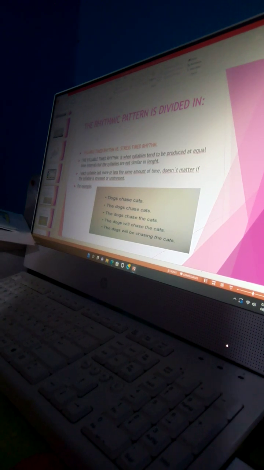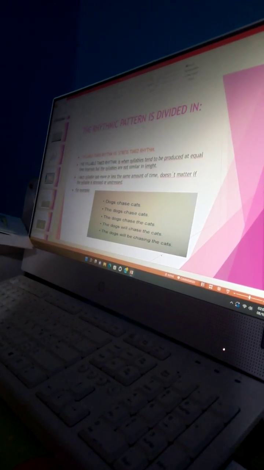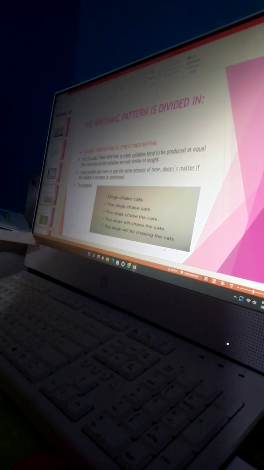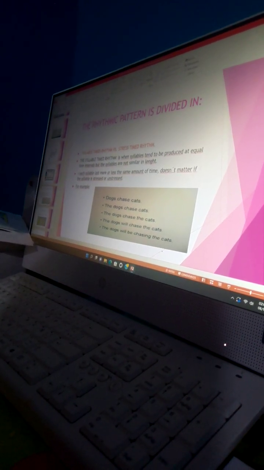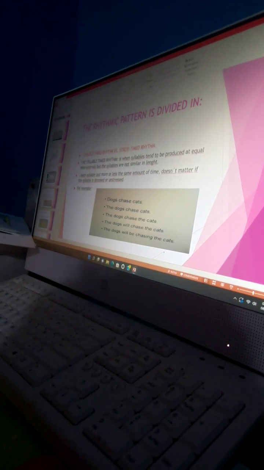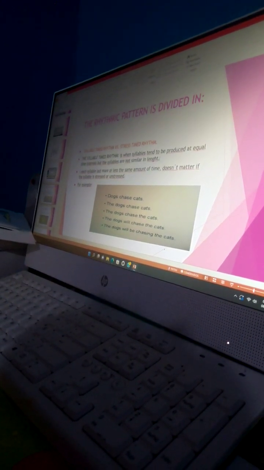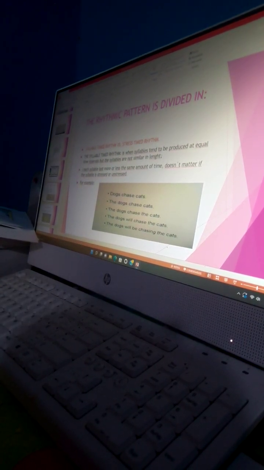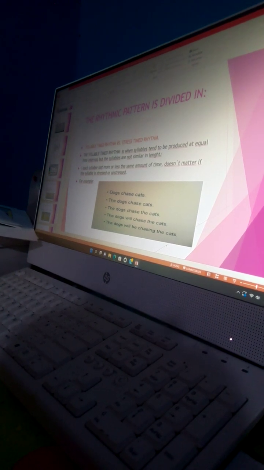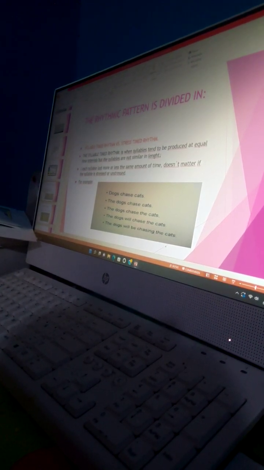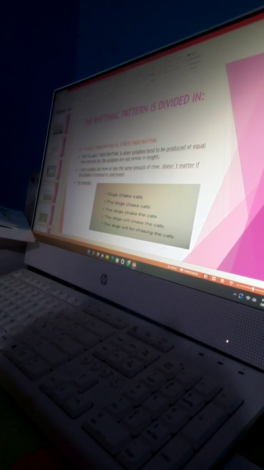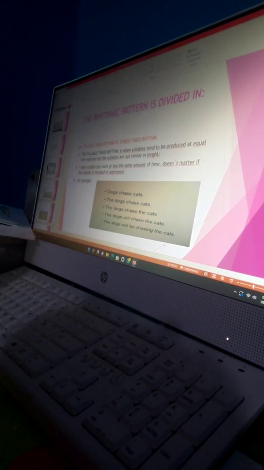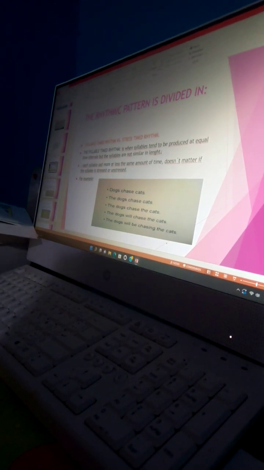And here we have the rhythmic patterns, divided into syllable-timed rhythm versus stress-timed rhythm. Syllable-timed rhythm is when syllables tend to be produced at equal time intervals, but the syllables are not similar in length. Very important. Each syllable lasts more or less the same amount of time, doesn't matter if the syllable is stressed or unstressed. What does this mean? That it doesn't depend on how long the sentence is, but it is important to say it in the same rhythm.